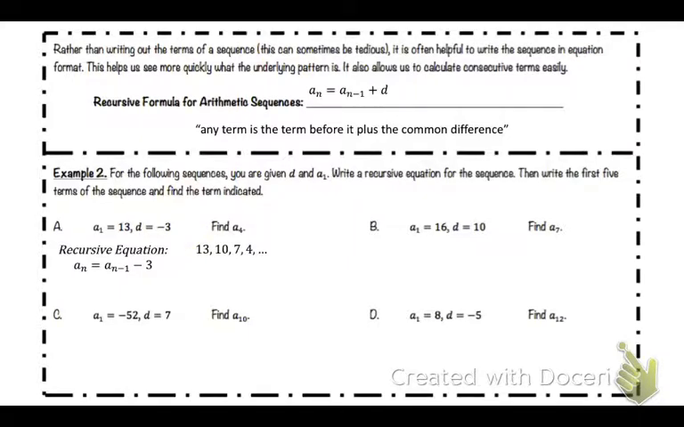Now we can find the first 5 terms. I only found 4. I don't know why. That next term would be 1.